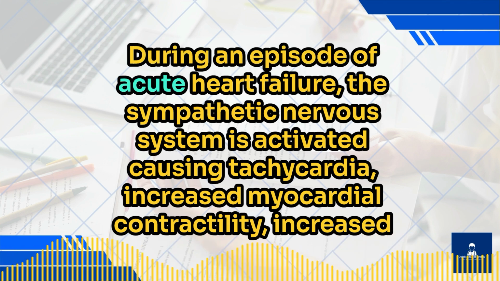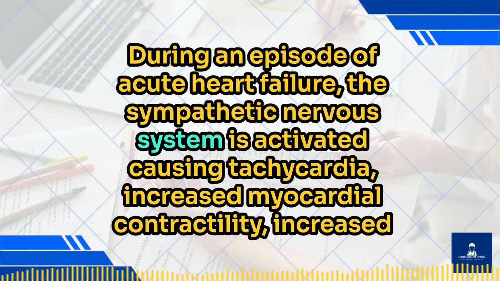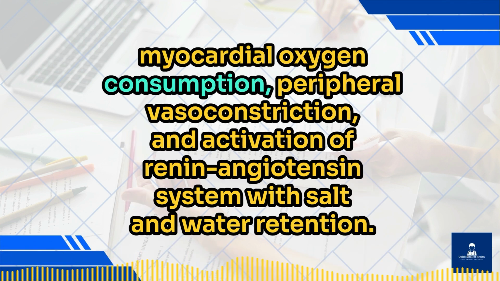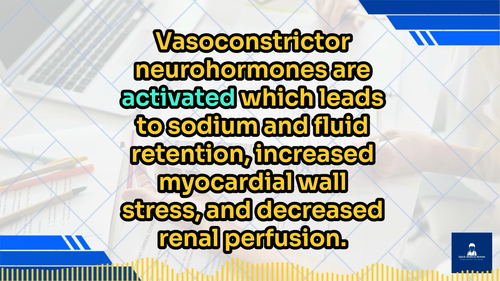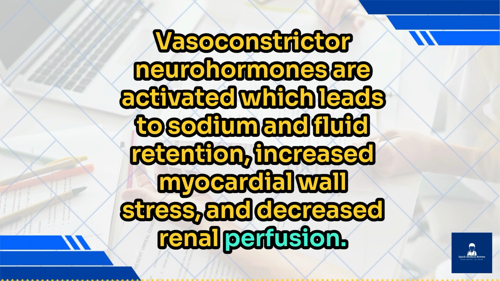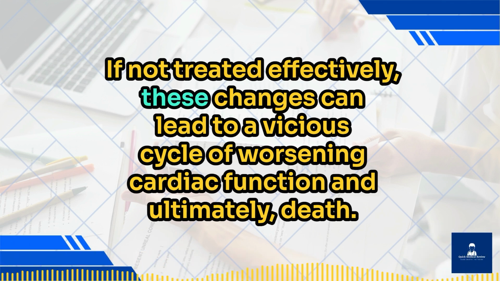During an episode of acute heart failure, the sympathetic nervous system is activated, causing tachycardia, increased myocardial contractility, increased myocardial oxygen consumption, peripheral vasoconstriction, and activation of the renin-angiotensin system with salt and water retention. Vasoconstrictor neurohormones are activated, which leads to sodium and fluid retention, increased myocardial wall stress, and decreased renal perfusion. If not treated effectively, these changes can lead to a vicious cycle of worsening cardiac function and ultimately death.